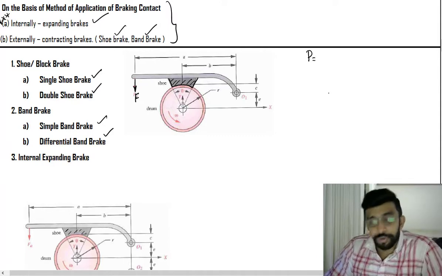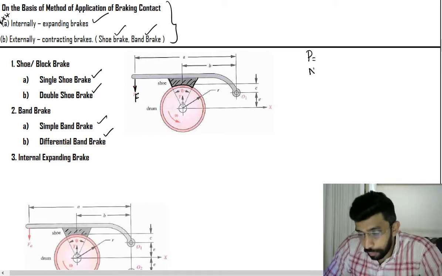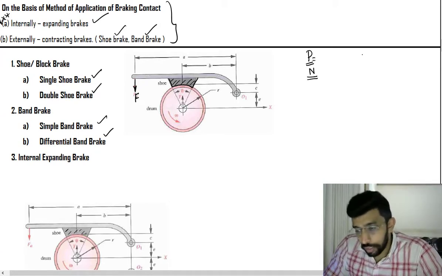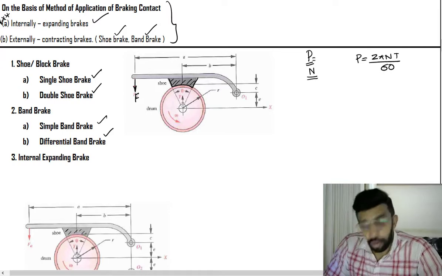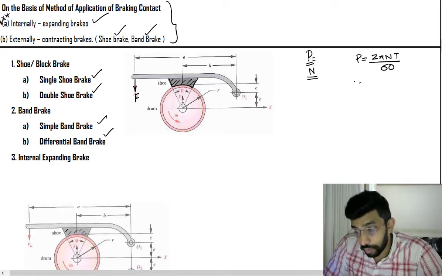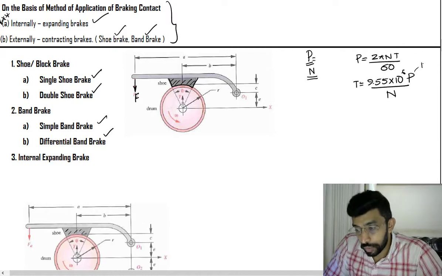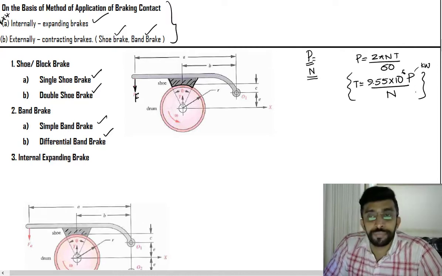It possesses some amount of power, P. So, when the brake is rotating at an RPM of N, and it carries a power P, then the relation between power and torque is 2 pi N T by 60. Otherwise, we have another equation to calculate torque, that is T = 9.55 × 10^6 P / N. Here P has to be substituted in kilowatt. This is the equation that is given in your data handbook.